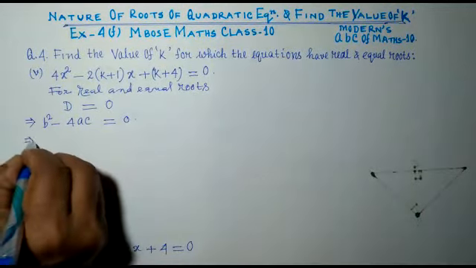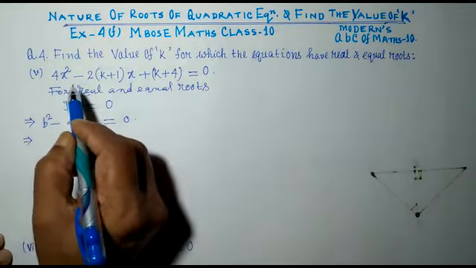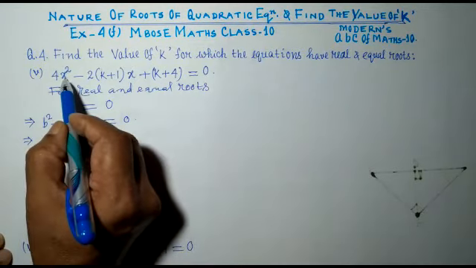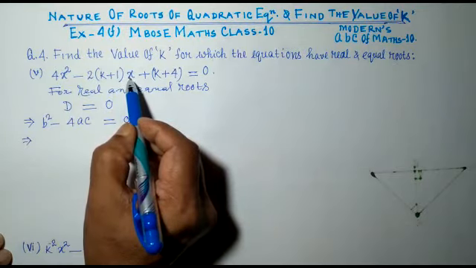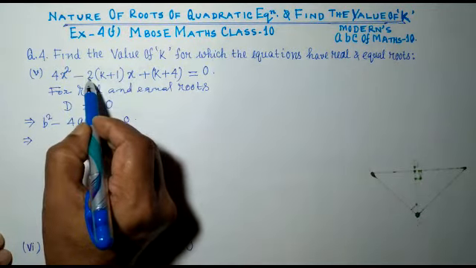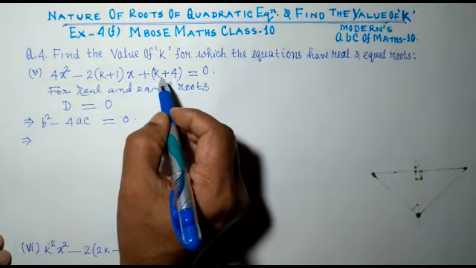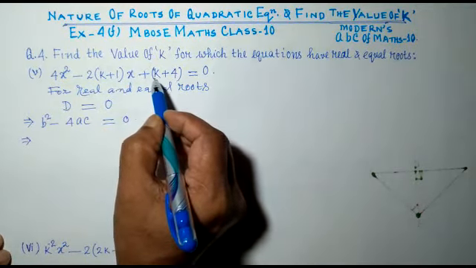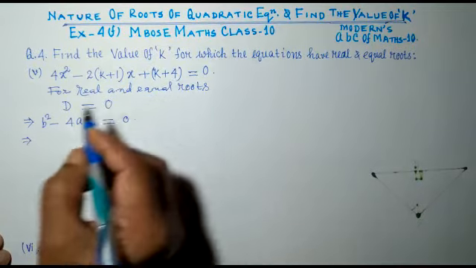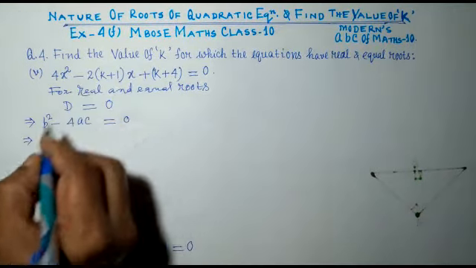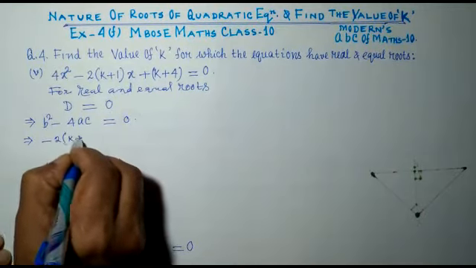So we will calculate b square minus 4ac from this equation. So let us see what are a, b, c. Coefficient of x square is a, 4. Coefficient of x is b, it is minus 2 into k plus 1. And constant, that means which has no x, that is our c. So k plus 4.